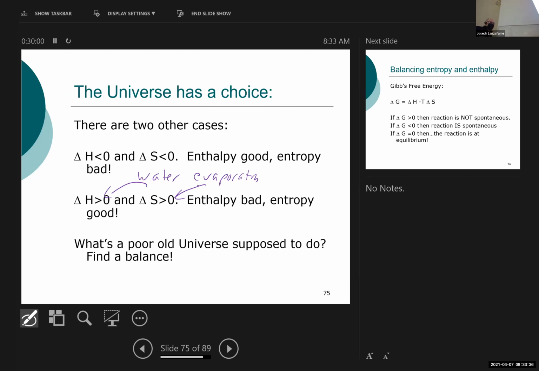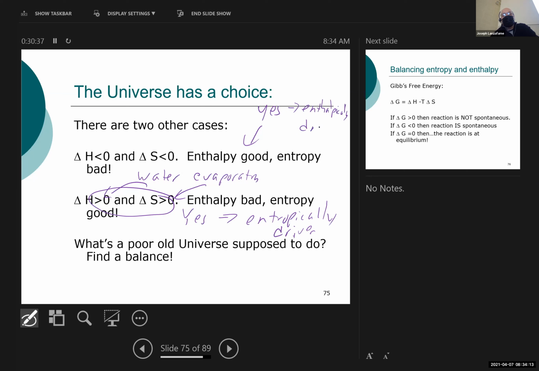Right. On the other hand, it didn't have to. And so the universe had to decide, right? Sometimes this situation is a yes, sometimes it's a no. If it's a yes, you would refer to that as being entropically driven, right? Meaning the enthalpy wasn't helping me at all, it was all about entropy. Whereas if this was a yes, right, you would refer to it as enthalpically driven.